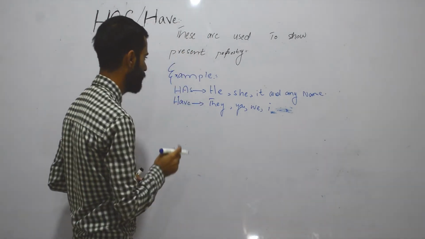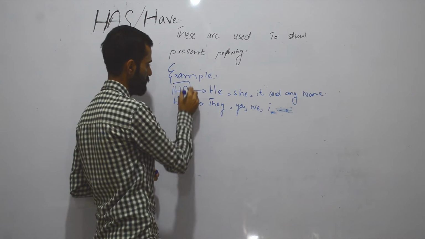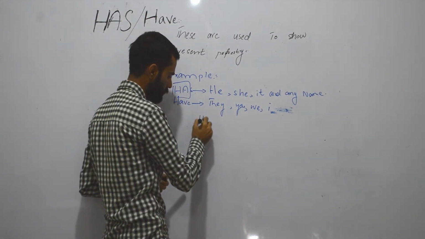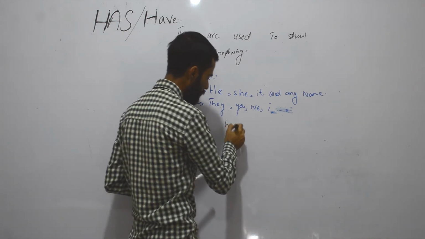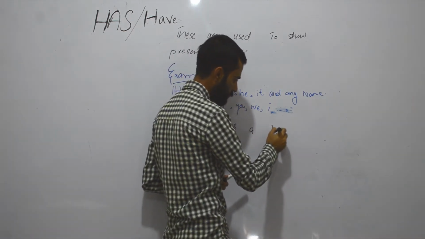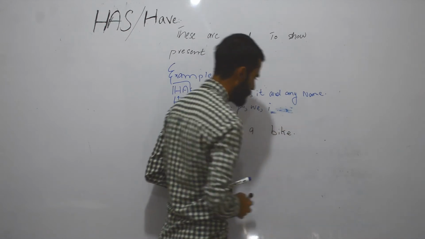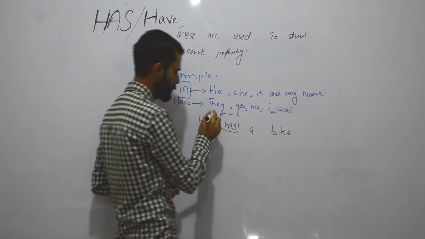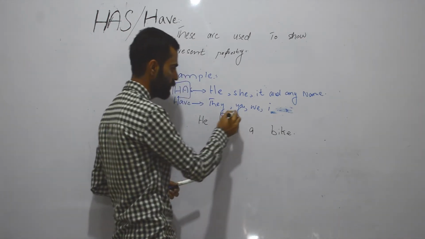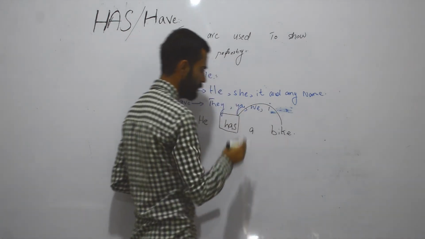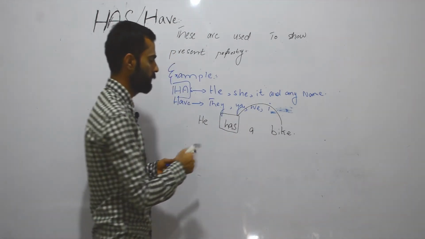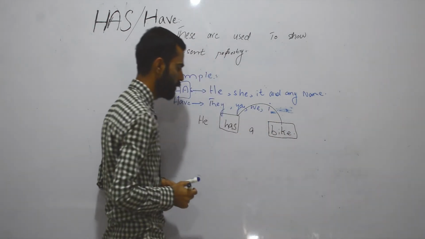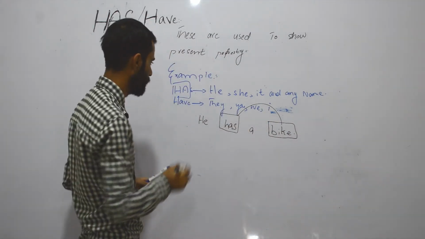Here I am going to make an example for you. Has. He has a bike. He has a bike. Now has shows its property, that the bike is his property, present property.